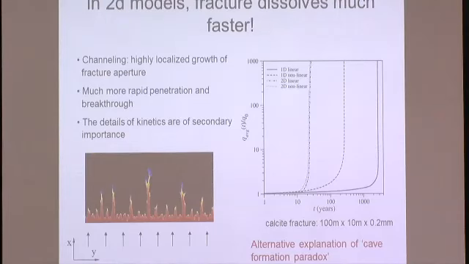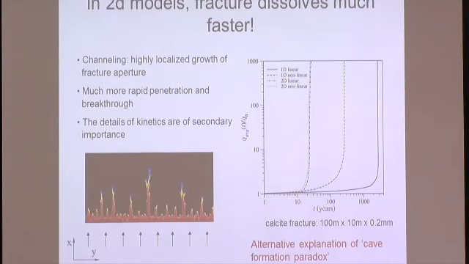And you see that the breakthrough times, which are a basic quantity that you would like to calculate when you analyze dissolving fractures, depend a lot on the model. They are very long for this 1D linear model. For a 100-meter fracture, it's about a few thousand years. For the 1D nonlinear model, it's smaller by an order of magnitude. And then for the 2D model, it's smaller by another order of magnitude.